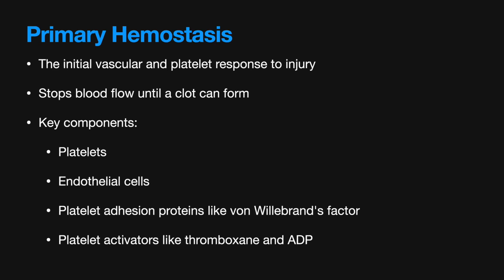Primary hemostasis is the initial vascular and platelet response to an injury. It stops blood flow until a clot can form. Key components in this step are the platelets, endothelial cells, platelet adhesion proteins, and platelet activators like thromboxane and ADP.